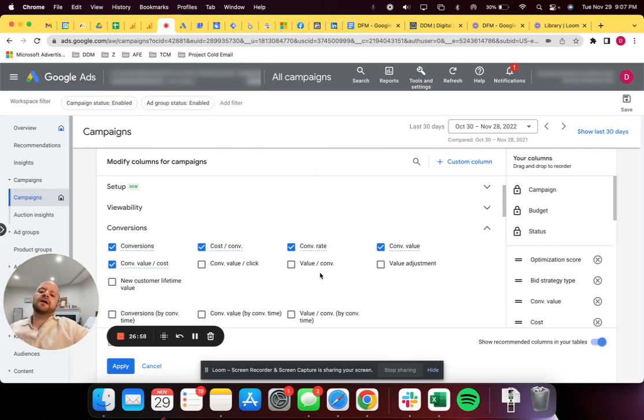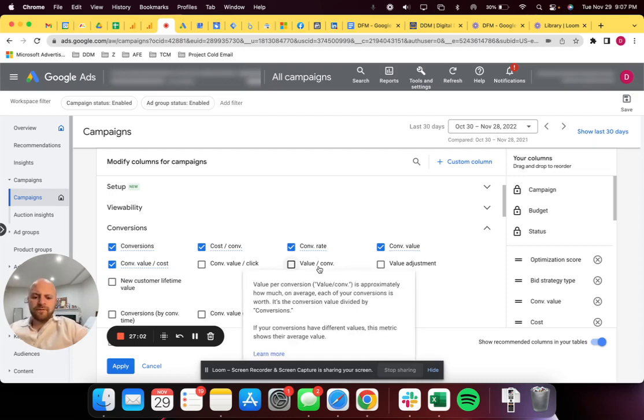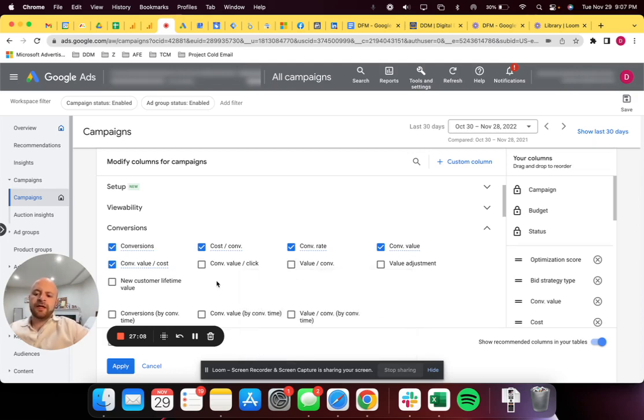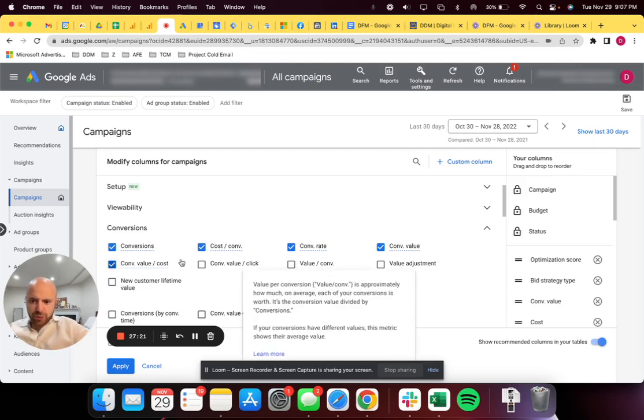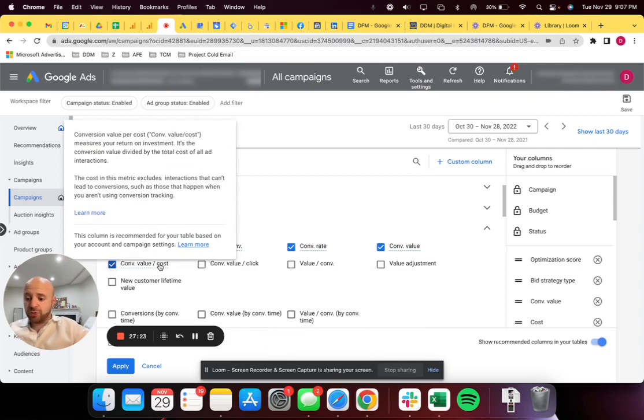So you're defining anything with what's value? It's approximately how much on average each of your conversions is worth. So anything value over something is defining how much that something is worth. Conversion value over click is basically saying how much all your clicks are worth, how much all your conversions are worth, and how much your cost is worth, which is how much your advertising is returning.